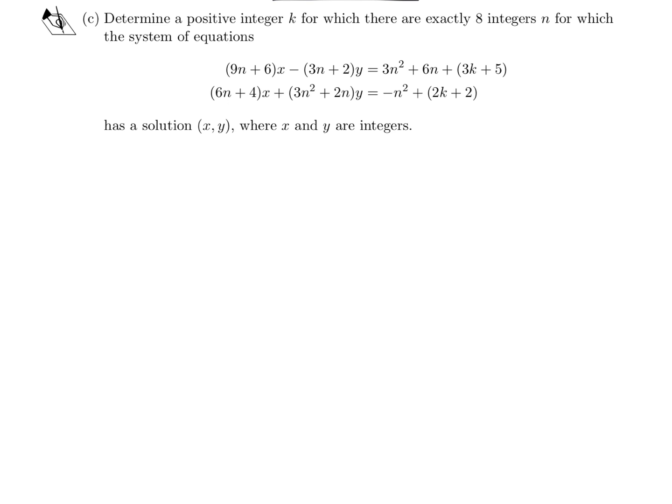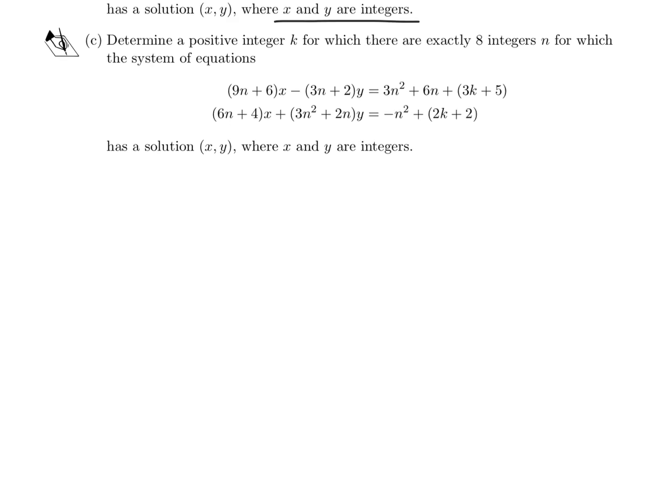And finally, determine a positive integer k for which there are exactly 8 integers n for which the system of equations has a solution where x and y are integers. All right, so let me just see what they're talking about. For some value of k, there's going to be exactly 8 values of n that give you integer solutions. Okay, not a very straightforward question, but let's just see what we can do.